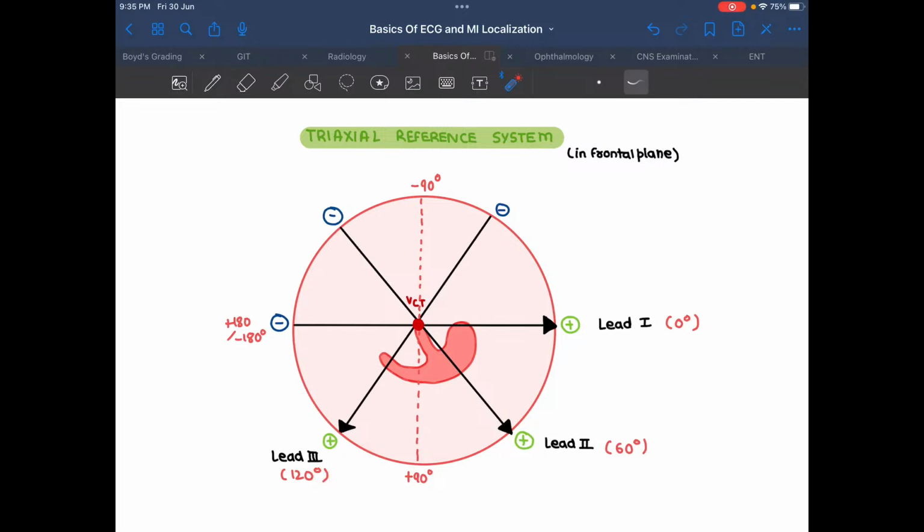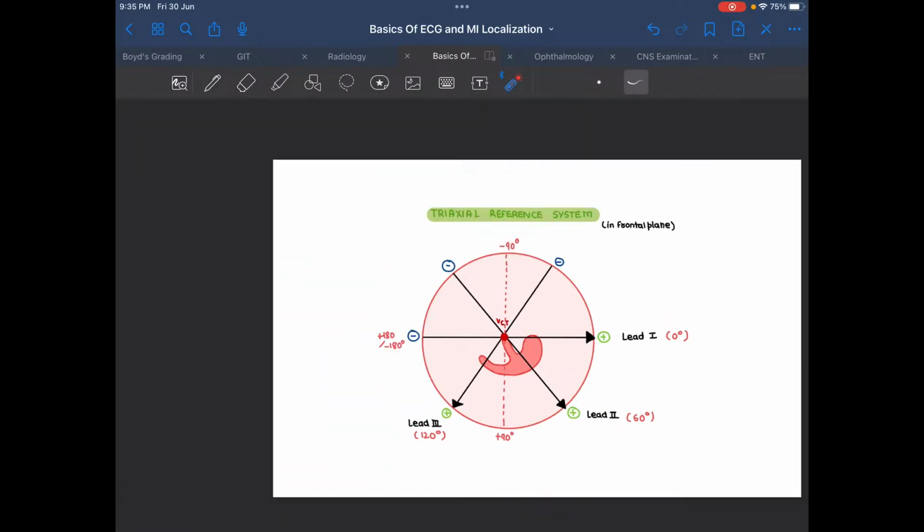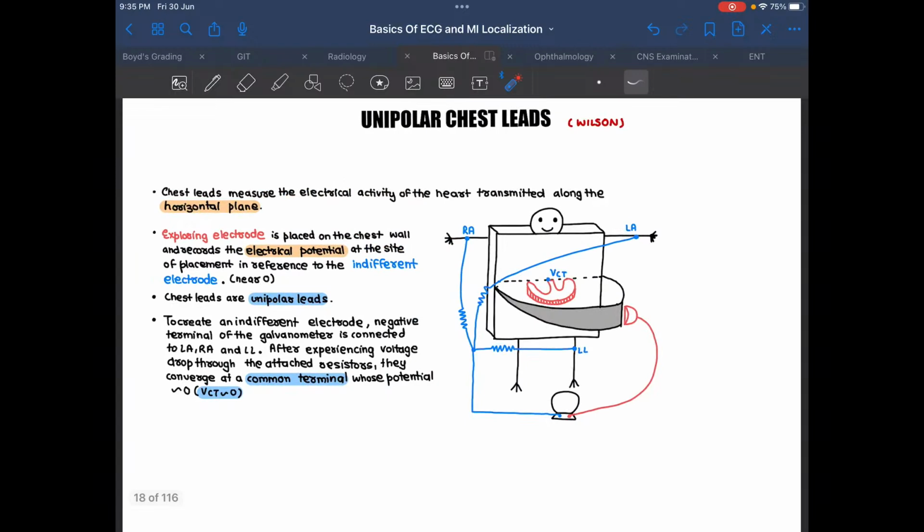And just remember guys, it's measuring all of these potentials in the frontal plane. Okay, it's a frontal plane section. It's like this, it will take a frontal plane through the body. So let's talk about the unipolar chest leads now. Actually the concept of unipolar chest leads was first given by Wilson. Okay, Einthoven gave the limb leads, Wilson is going to give the unipolar chest leads.